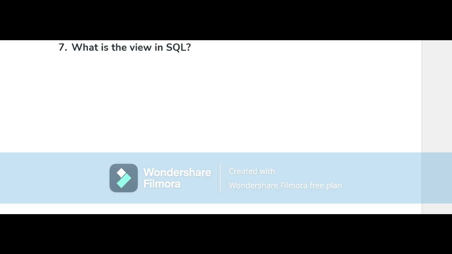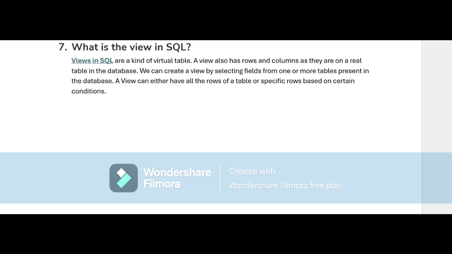Next question is, what is a view in SQL? Views in SQL are a kind of virtual table. A view also has rows and columns, as they are on a real table in the database. We can create a view by selecting fields from one or more tables present in the database. A view can either have all the rows of a table or specific rows based on certain conditions.